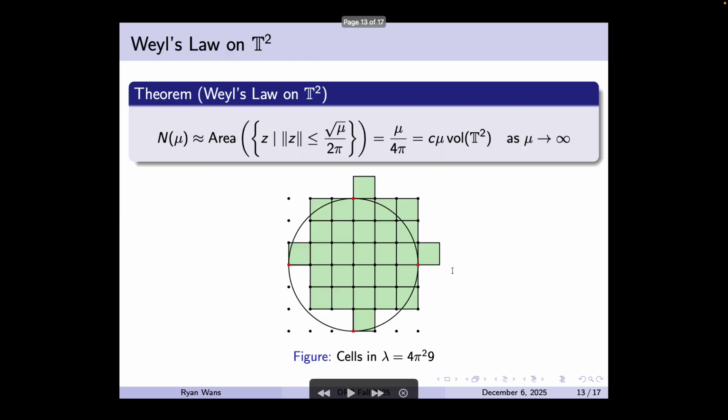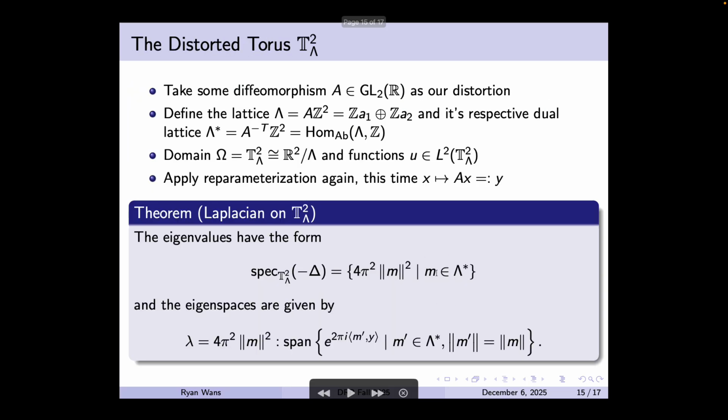Yeah, same as here. But now we're looking at m's in the dual lattice instead of just Z². And again, our eigenfunctions are also with respect to this dual lattice. So same form of the eigenfunctions, but any m with the same norm as this m in the dual lattice.